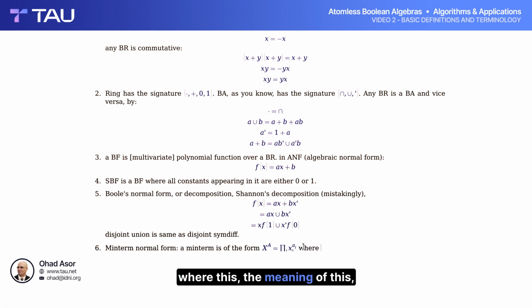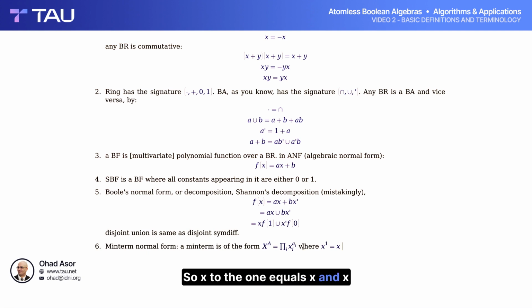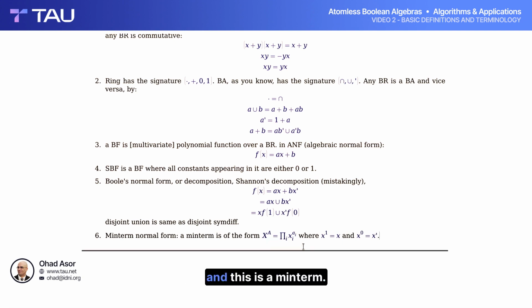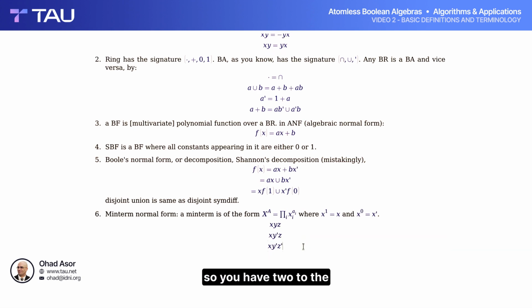The meaning of this exponentiation has nothing to do with exponentiation. It's really just a convenient notation. So x to the 1 equals x, and x to the 0 equals x prime. So if you have three variables x, y, z, then this is a minterm, and this is a minterm, and this is a minterm. So you have 2 to the 3 minterms. You always have 2 to the n minterms in n variables.